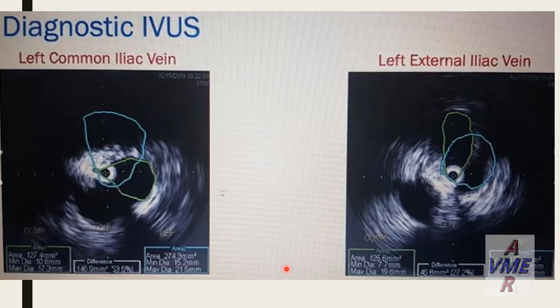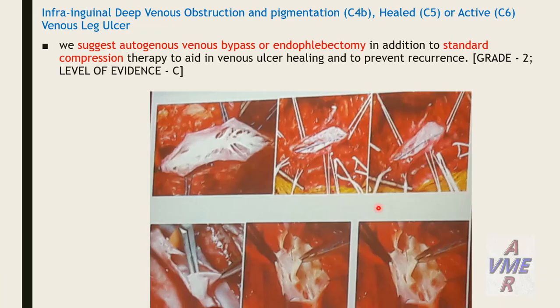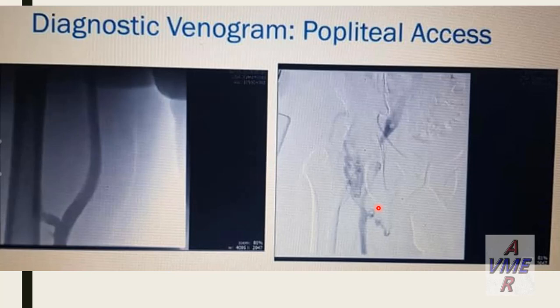And these are the pictures, diagnostic IVUS for the left common iliac vein and left external iliac vein before treatment. This is the diagnostic venogram after popliteal access, and we have common femoral vein occlusion, which was treated by balloon-only angioplasty, and the ulcer has been completely healed, and this strategy was perfect for him.